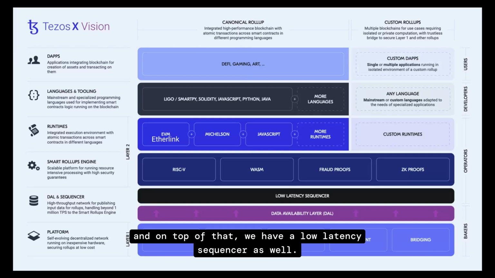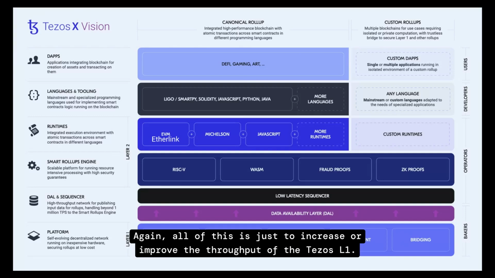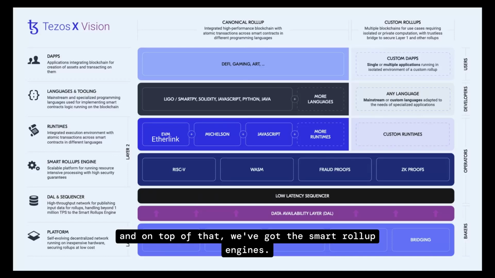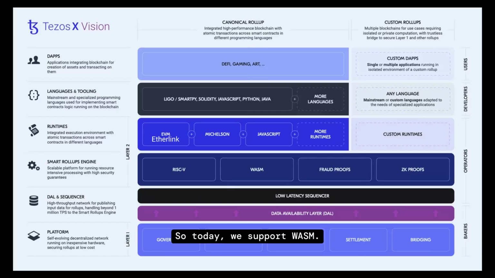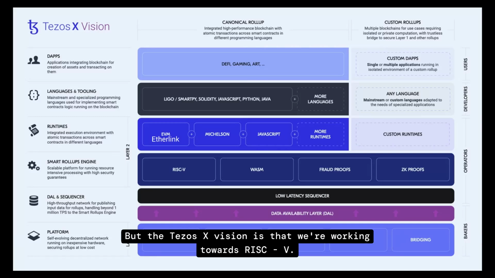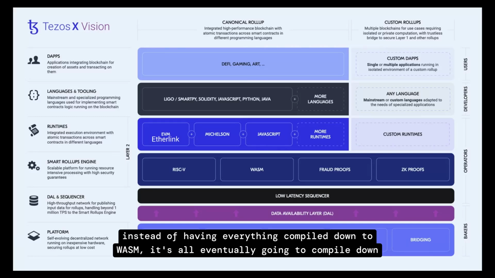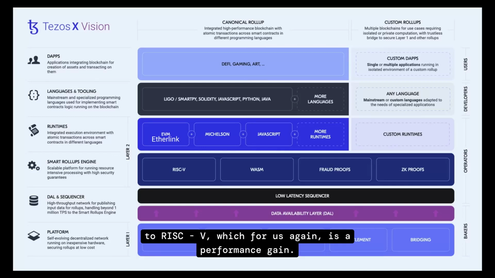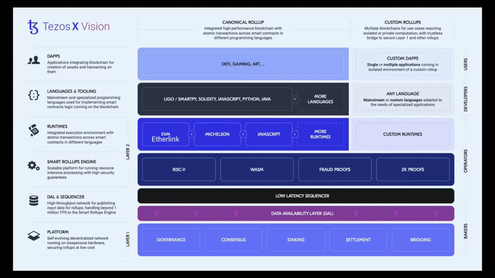And on top of that, we have a low latency sequencer as well. Again, all of this is just to improve the throughput of the Tezos L1. And on top of that, we've got the smart rollup engines. So today we support WASM, but the Tezos X vision is that we're working towards RISC-V. Instead of having everything compiled down to WASM, it's all eventually going to compile down to RISC-V, which for us, again, is a performance gain and gives us high security guarantees as well.